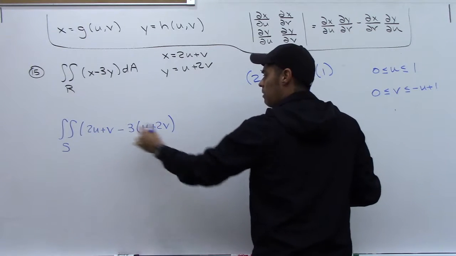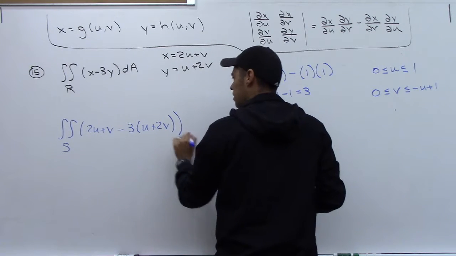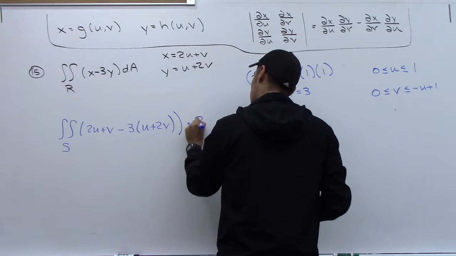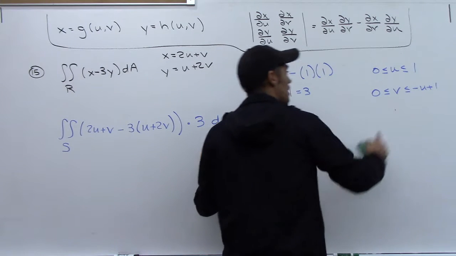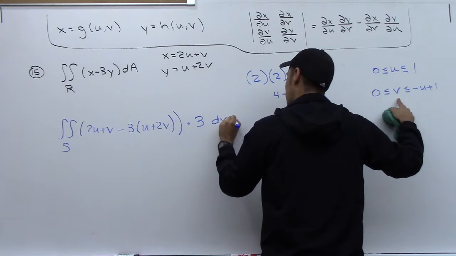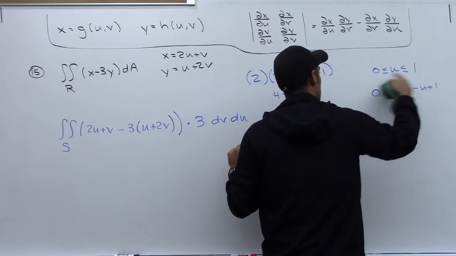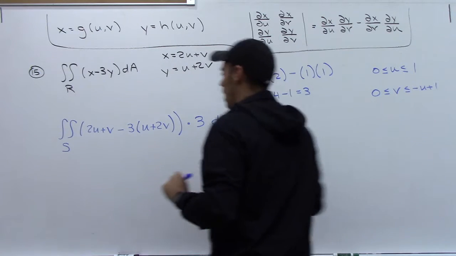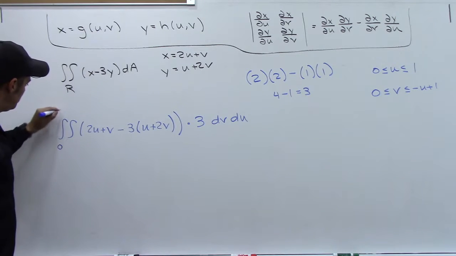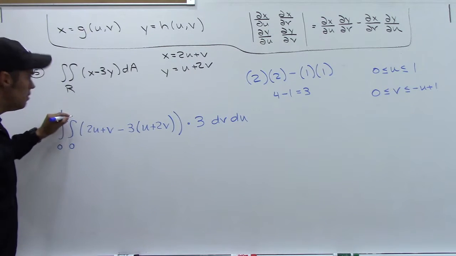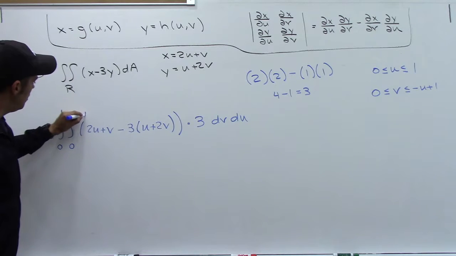So I'm going to take all of this, I need another parentheses here, multiply it by the Jacobian determinant, which is 3, and then I can put du dv, or dv, oh, I have to do dv on the inside, du on the outside, because I have constant here and functions there. And then I'll erase this S, and I'll put 0, 1, and I'll put 0, negative u plus 1.